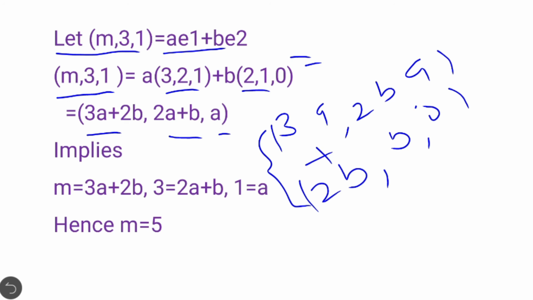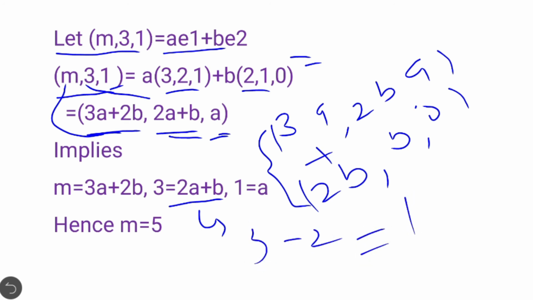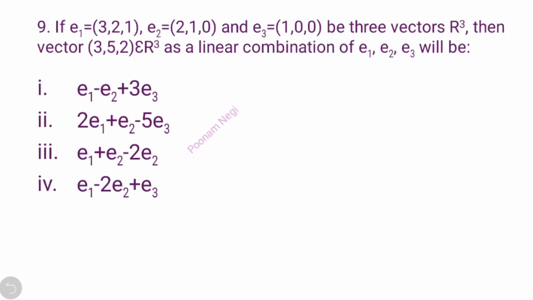Which implies the first term will be equal to M, this 2A plus B will be equivalent to 3, and this A will be equivalent to 1. When we solve this, we will have B equals 3 minus 2A, that is 3 minus 2, that is 1. That's why M equals 3A plus 2B, and hence M equals 5. So the correct answer will be 5.